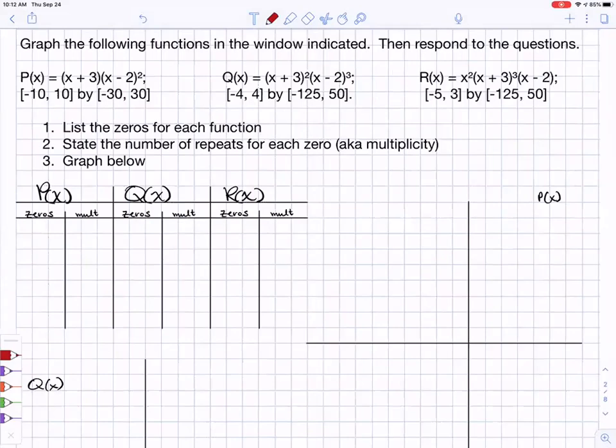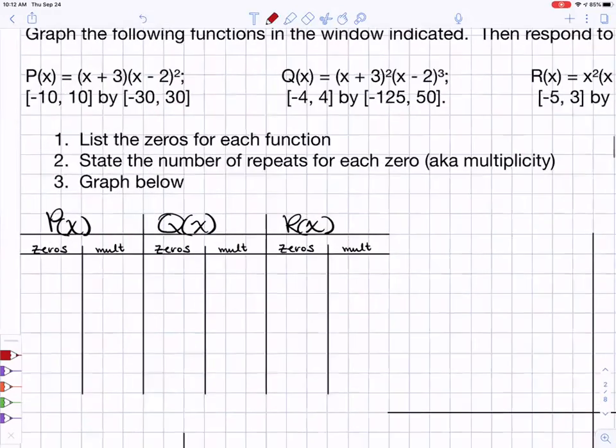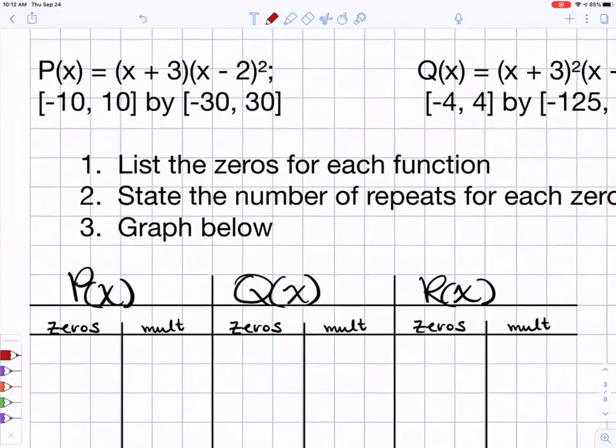Now, we're not going to graph all 3 here, and I don't want you graphing yet. Okay, so if you've already started, put it down, because I want to do a couple other things first, and then we will come back and we will graph. So what I want to do is list the zeros for the functions. We can do this without the calculator.